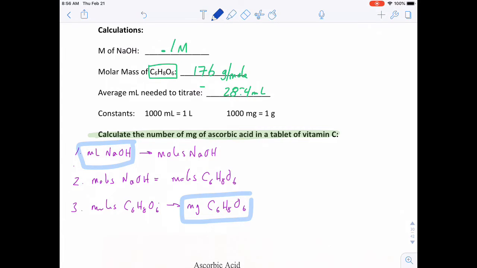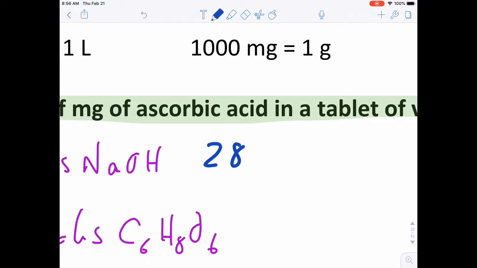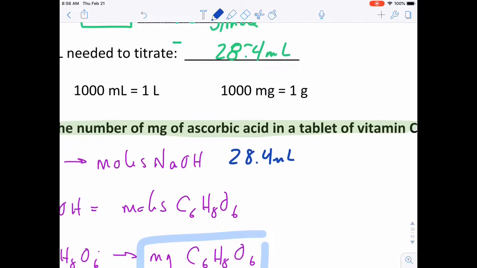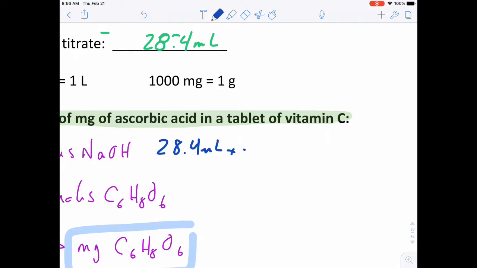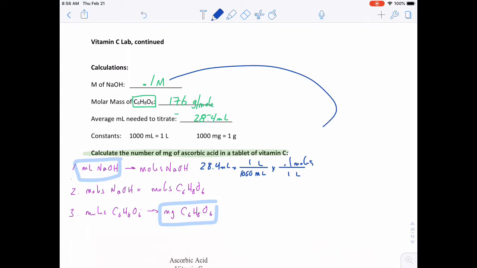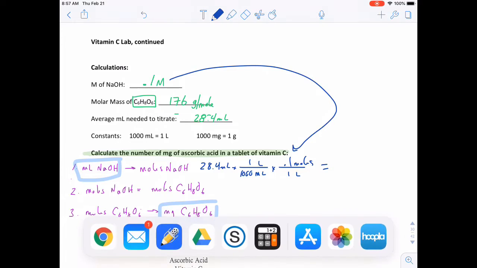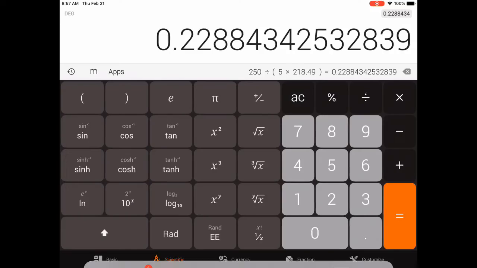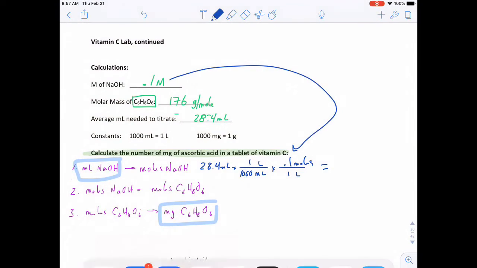I'll start at milliliters of sodium hydroxide. I'm going to convert that using 28.4 milliliters, which I titrated in. I simply multiply that by 1 liter over 1,000 milliliters. It's an equality that we've used 1,000 times. And then I multiply that by 0.1 moles over 1 liter. I get the 0.1 from my molarity of my sodium hydroxide. That gives me a total of 0.228 moles of sodium hydroxide.